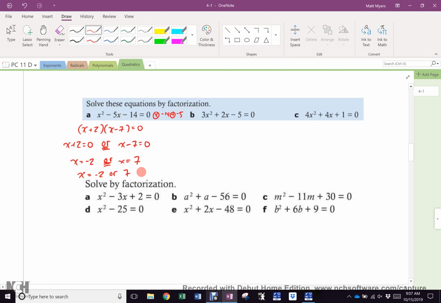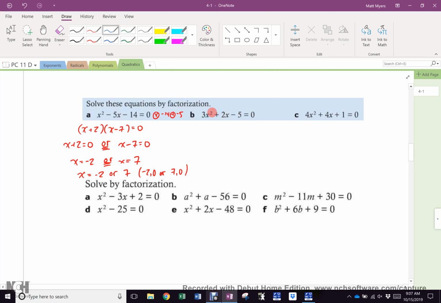What are they on the graph? As coordinates, negative 2, 0, or 7, 0. Right? Okay, let's look at the next one. Quadratic function, how do you know?